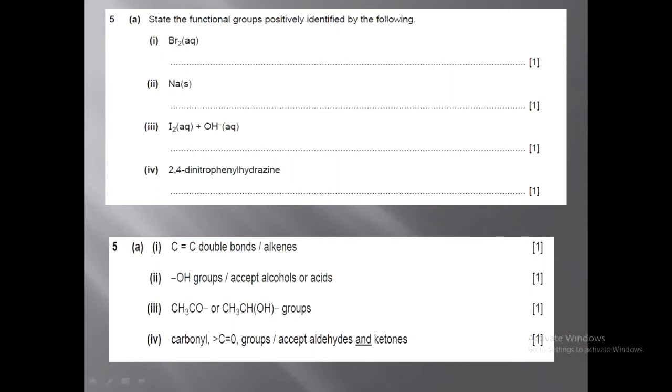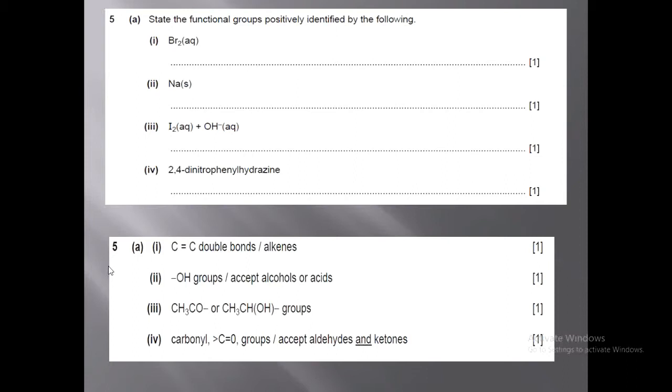Here, the first one was bromine. The bromine, as we know, is used to identify the carbon-carbon double bond. So the answers are given at the bottom of the slide. Bromine is a reagent that is used to identify a carbon-to-carbon double bond, as a compound that contains the carbon-to-carbon double bond decolorizes the bromine water.